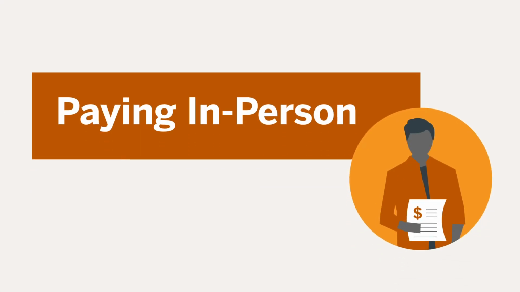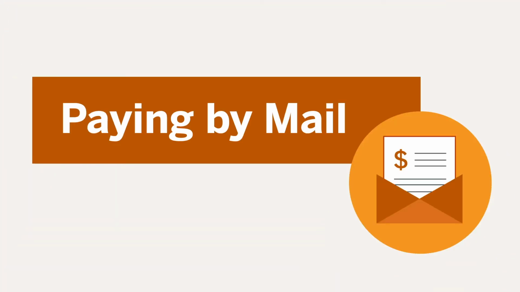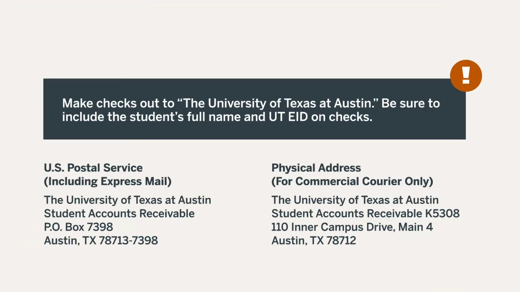To pay in person, visit the cashier's office in the main building or the tower. Room 8, Monday through Friday, 9 a.m. to 4 p.m. You can pay with personal check, cashier's check, money order, or cash. Credit and debit cards are not accepted at the cashier's office. Pay by mail. Checks are processed the same day they are received.